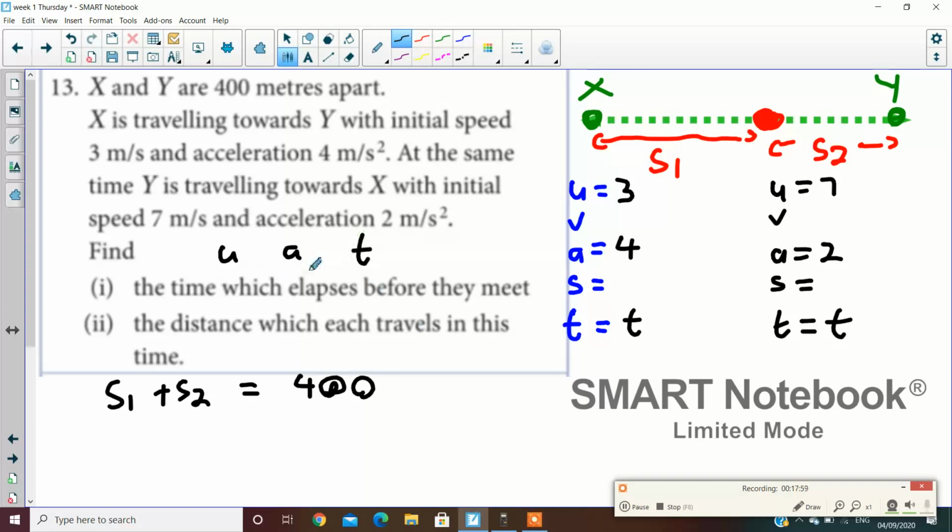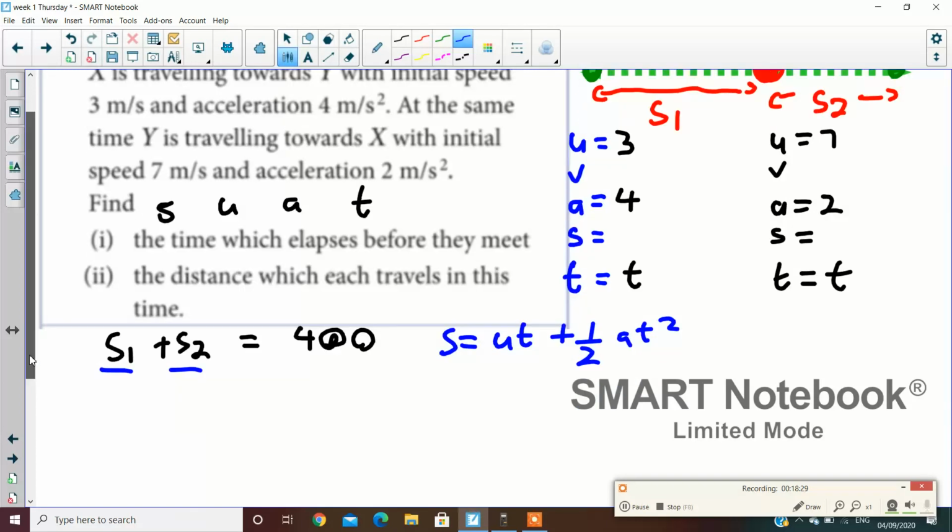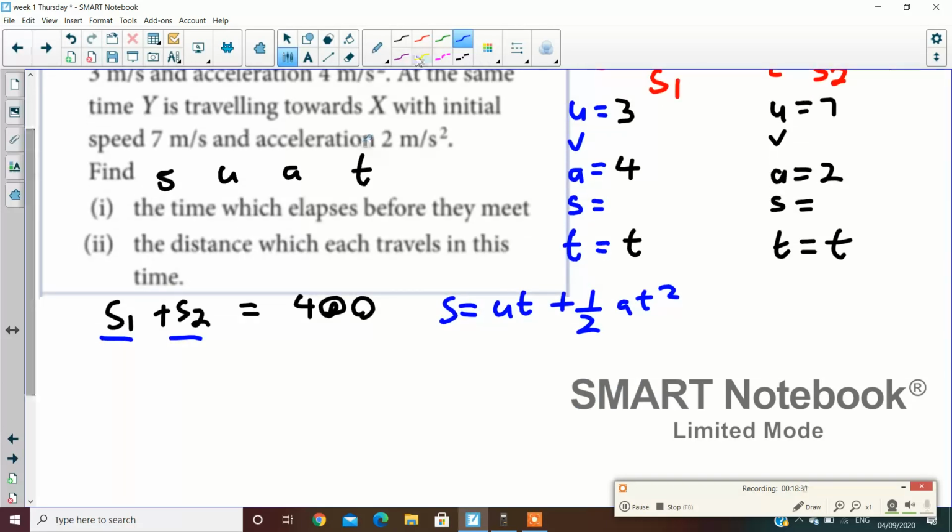So we know we're using U, A, and T. What about the S's? We know that S1 plus S2 is 400. That means we should use S. So what formula do you think we're going to use for this entire question now? S equals UT plus a half AT squared. You need to get S1 using the blue data, and you need to get S2 using the black data. Okay? So let's find out really quickly.